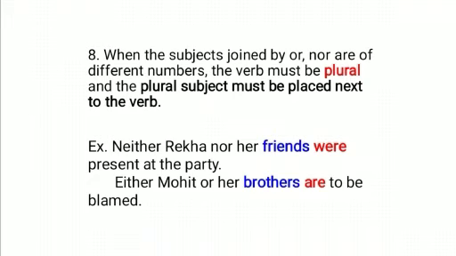Either Mohit or her brothers are to be blamed. Here Mohit is a singular subject, brothers is a plural subject. So a plural verb will be used and the plural subject will be placed before the plural verb.